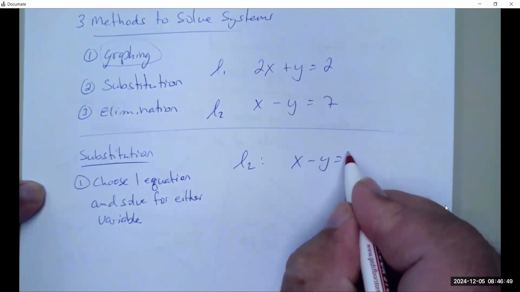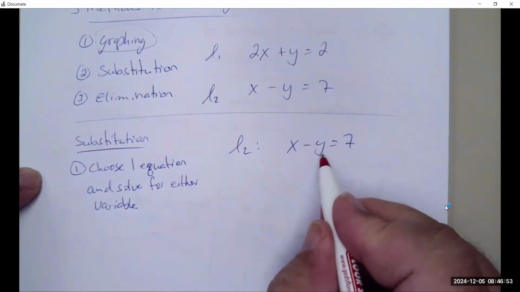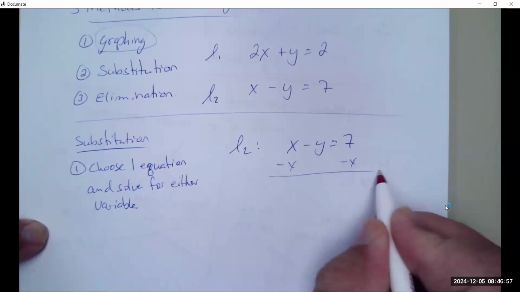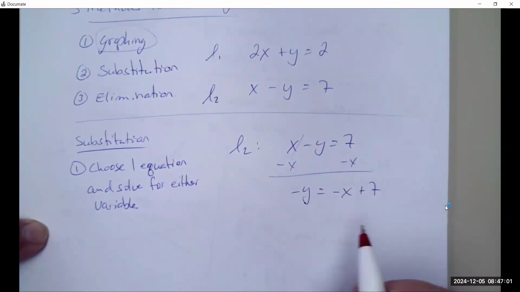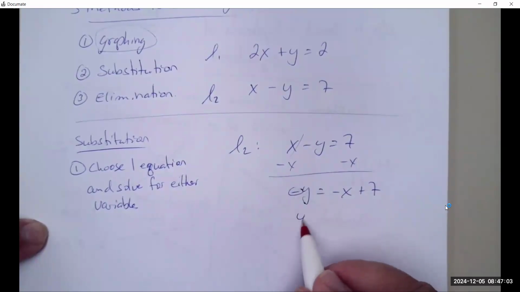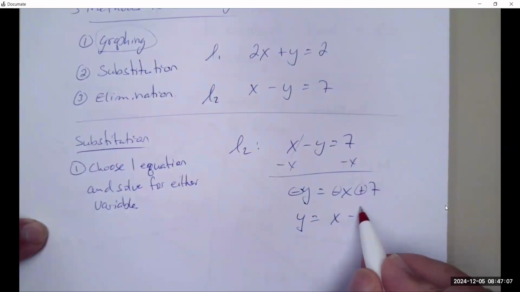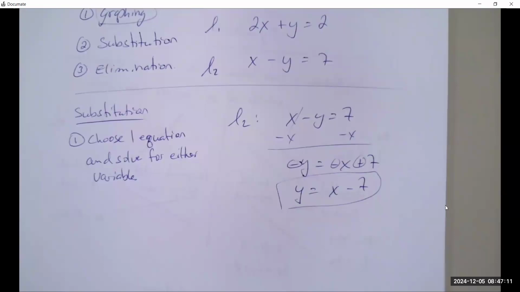X minus y equals 7. Which variable am I going to solve for? Okay, if we solve for y, then we move the x over. We have negative y equals negative x plus 7. Change the signs. Y equals positive x minus 7. We'll come back to that one to find the x value.